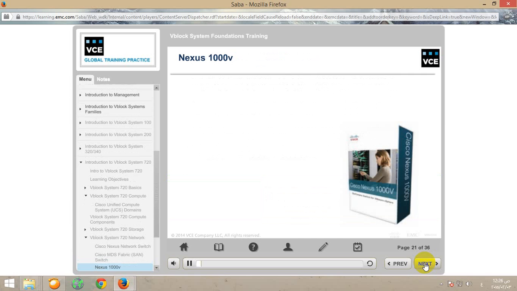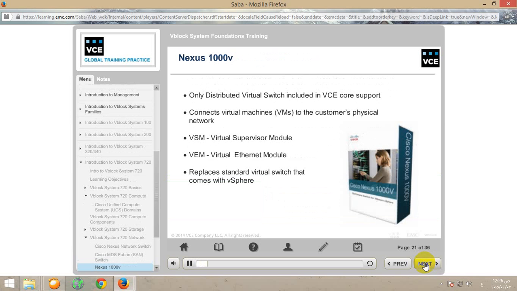Like other VBlock system models, the VBlock System 720 also comes with the Nexus 1000V virtual network switch. While customers can choose to use other virtual switches, the Nexus 1000V is the only virtual switch that is included in the VCE core support.